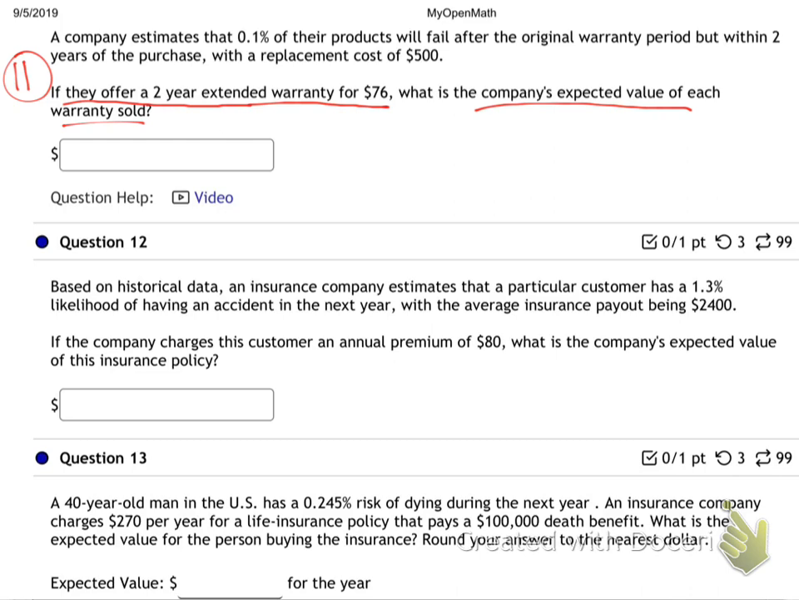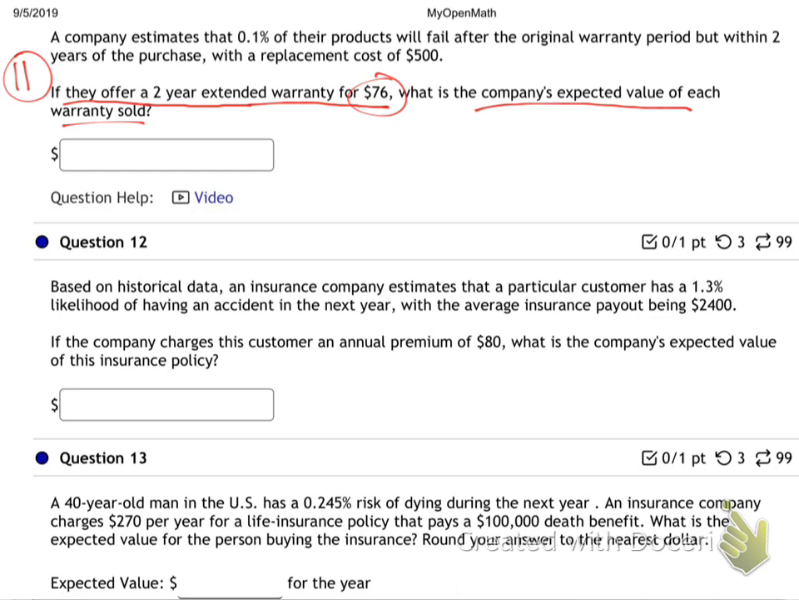So we're going to get into the science, the math, of how companies do warranties or insurance or gambling. They're all the same thing. Insurance companies are gambling. So are warranties, right? All this is a form of gambling, because if you buy the $76 warranty and the thing doesn't break in the 2 years, then you wasted your money in the end, right?